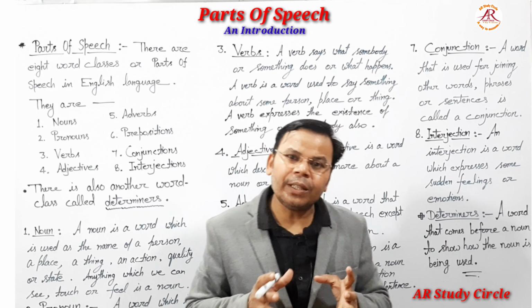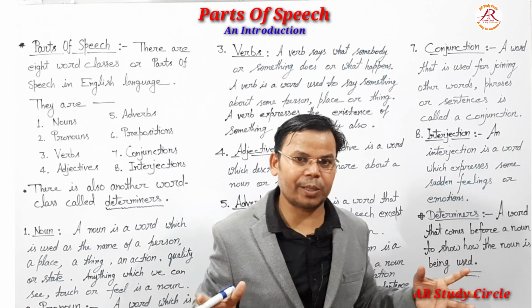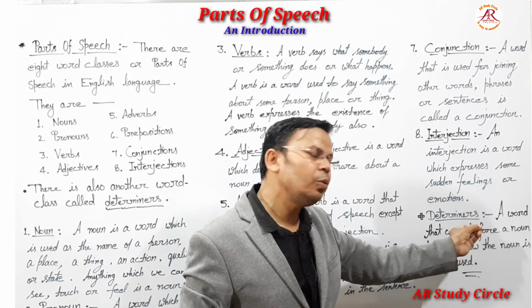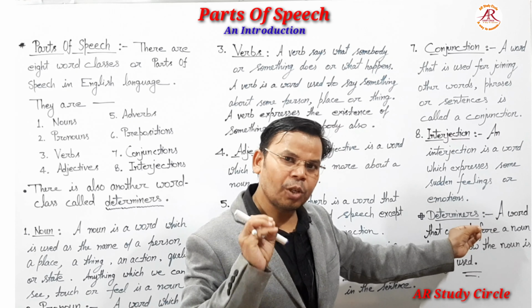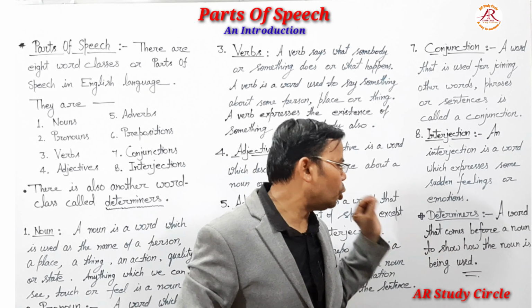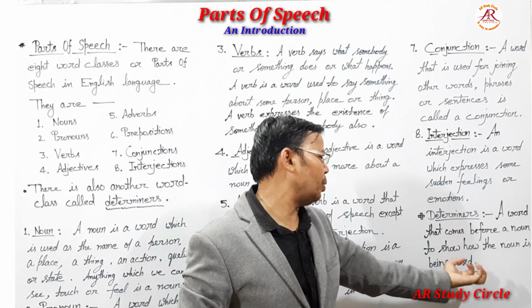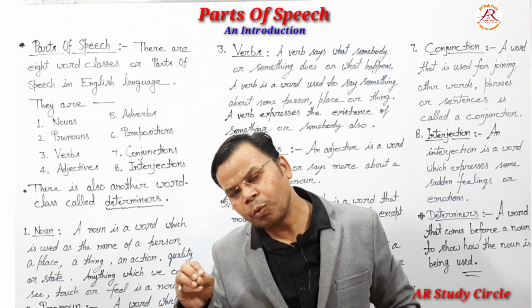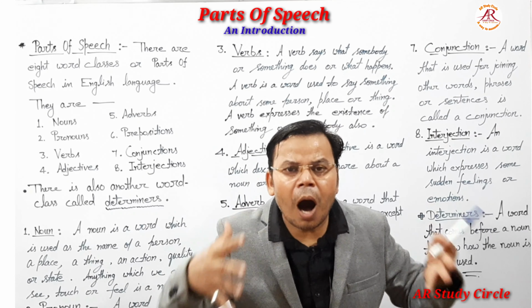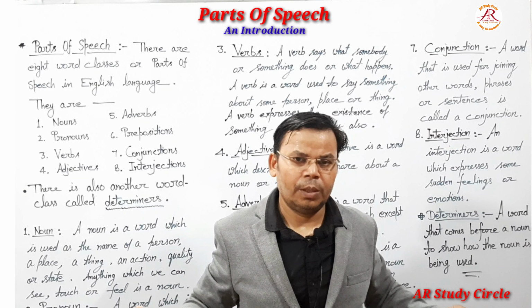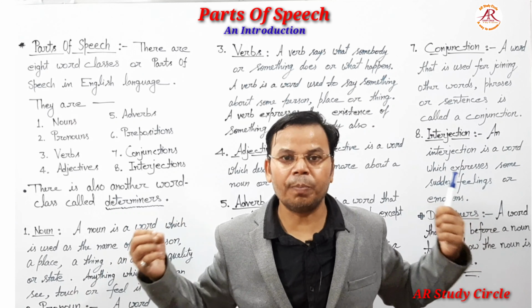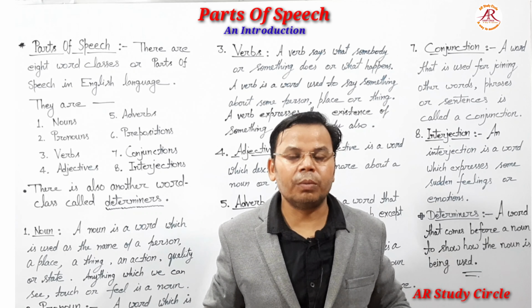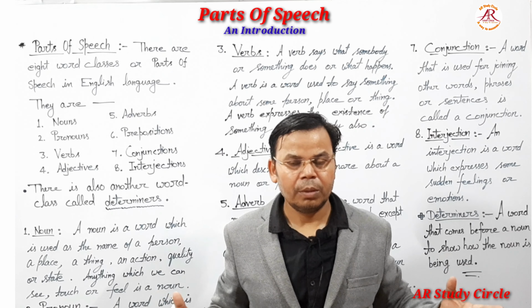Now I want to define determiners. What are determiners? A determiner is a word that comes before a noun to show how the noun is being used. A determiner determines a noun or pronoun.